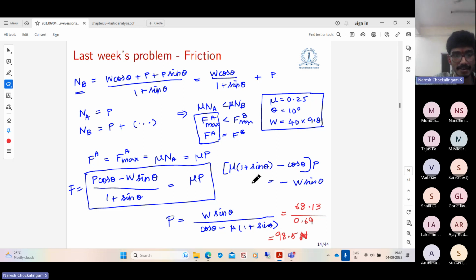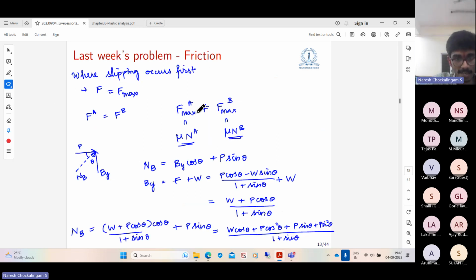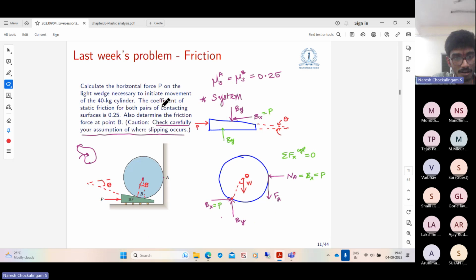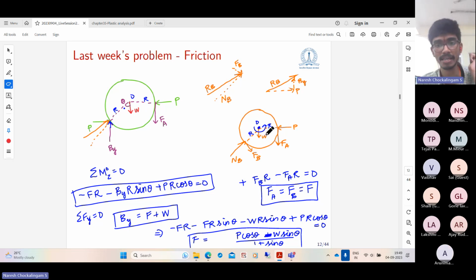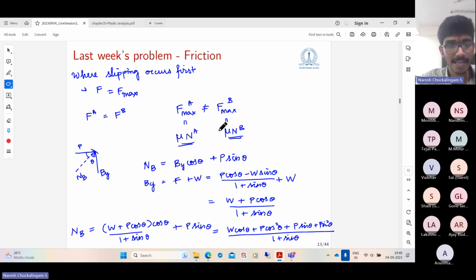So this is the idea. You assume something. Initially, you assume static equilibrium, get all the relationships. So don't assume anything for the friction force in the beginning. That will get you to a wrong solution. Just assume it is some friction force Fa and some force Fb. Find all the relations between them using moment equilibrium and force equilibrium. Once you get the relationships, then you check where it is likely to slip.